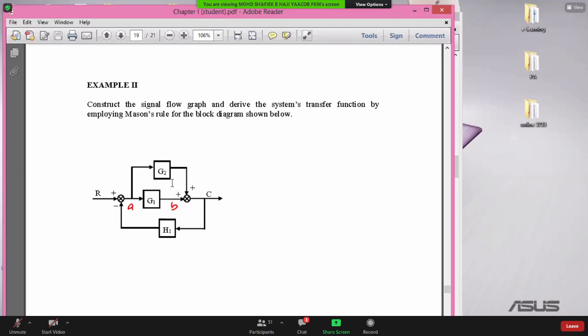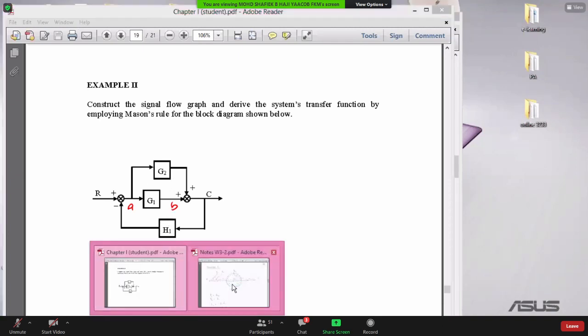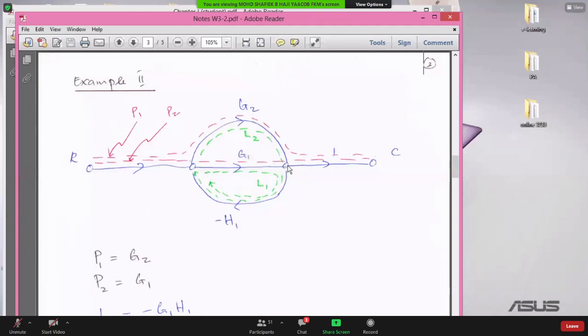Now you just put the transfer functions in. Okay, so G1. Here, this is 1. You need to put 1 here; I missed 1 there. 1 here, G1 and 1, G2 and negative H1. So the blue lines represent the signal flow graph.